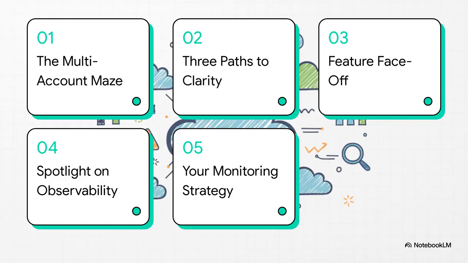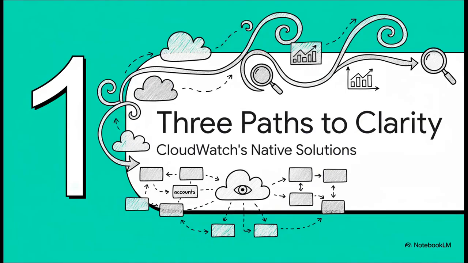So, here's our game plan for today. First, we're going to navigate what I call the multi-account maze. Then, we'll light up the 3 distinct paths to clarity that AWS gives us. After that, we'll pit them against each other in a little feature face-off to see where each one really shines. We'll then put a spotlight on what is probably the most powerful option for your day-to-day operations. And finally, we'll wrap it all up so you can walk away knowing exactly how to build the right strategy for your team.